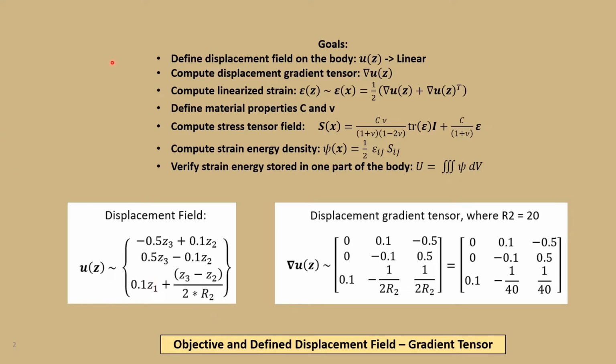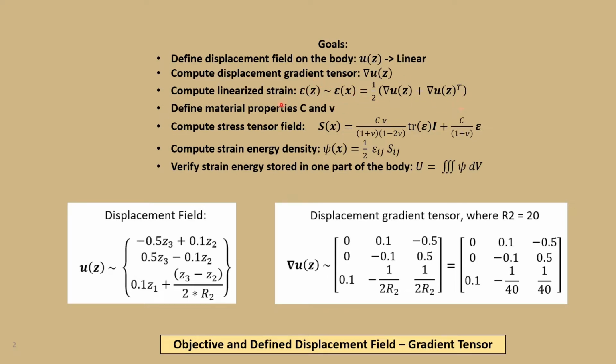And then next we are tasked with computing the displacement gradient tensor. As you can see, I've done so right here where R2 is equal to 20. And then we need to go through and compute the linearized strain tensor, which, as you can see, is equivalent to the x and the z because the strains are assumed to be relatively small, using this equation here.